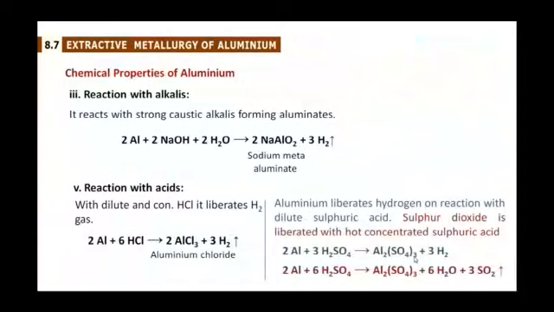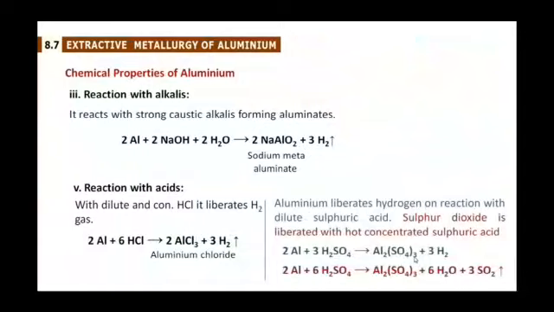Next, reaction of aluminium with sulfuric acid, H2SO4. With dilute sulfuric acid, we get aluminium sulfate, Al2(SO4)3. Here, the charge of sulfate is 2 and the valency of aluminium is 3. When we cross multiply, we will be getting Al2(SO4)3 and hydrogen gas is liberated.